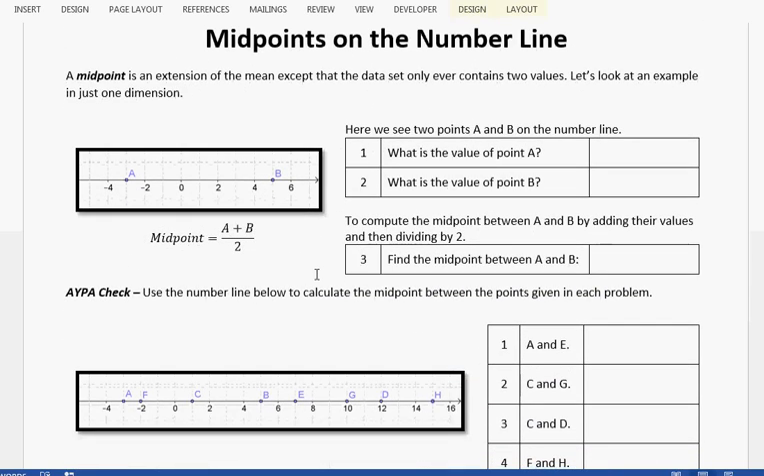Alright, looking at midpoints on the number line. Here we see 2 points A and B on the number line. What is the value of point A? It will be -3. What is the value of point B? It is 5. If you want to find the midpoint between these two values, you're going to add them, -3 plus 5, and then you're going to divide by 2. So -3 plus 5 is 2, divided by 2, which is 1.